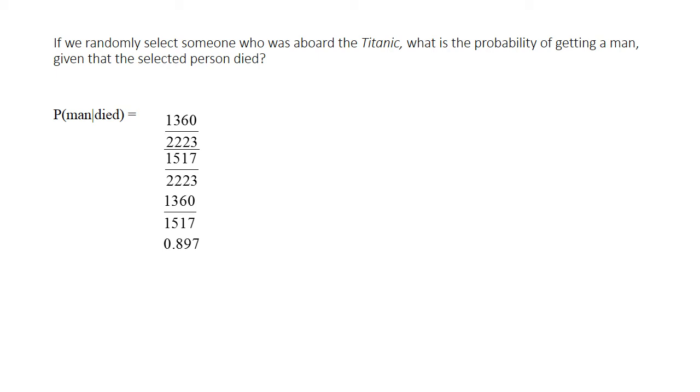Looking at our table, if we look up the number of men who died, we had 1,360 out of our total number of outcomes, 2,223. That is divided by the probability of what's given. We're given that the person died. There were 1,517 deaths out of 2,223 outcomes. That fraction reduces to 1,360 divided by 1,517, which will reduce to 897 thousandths.